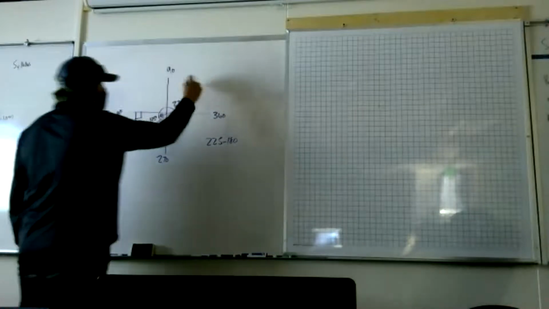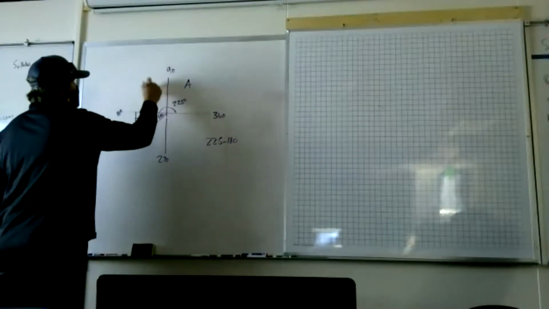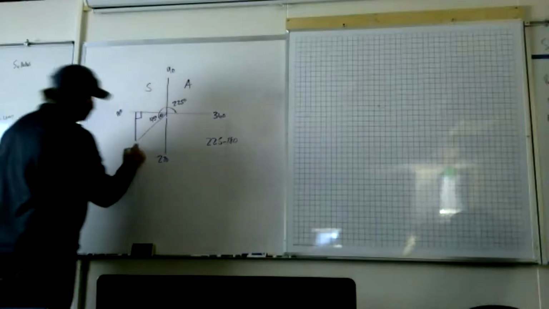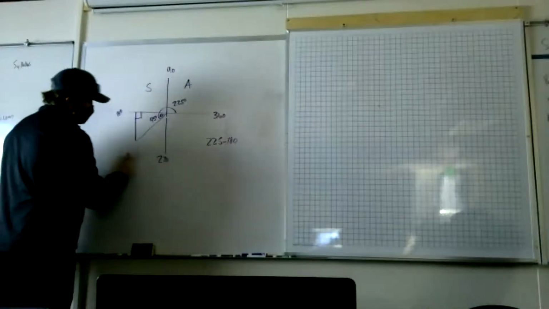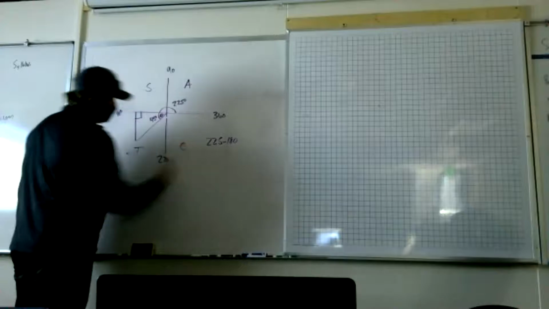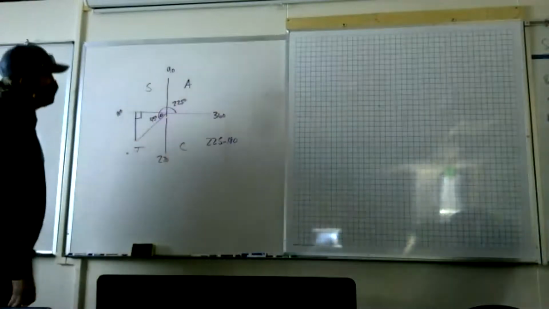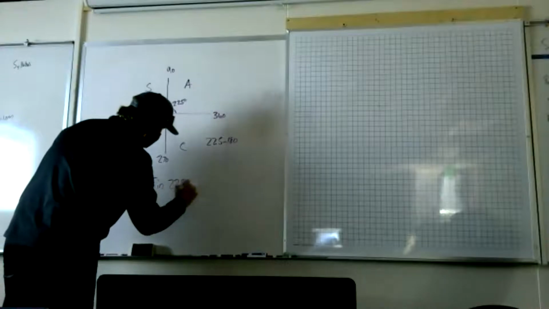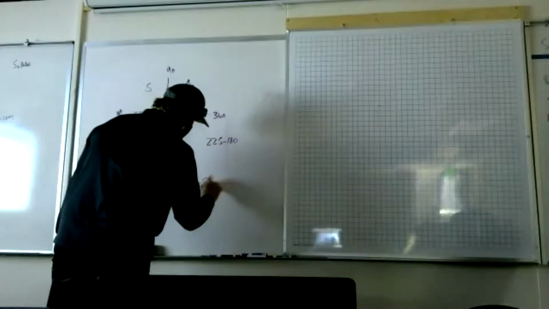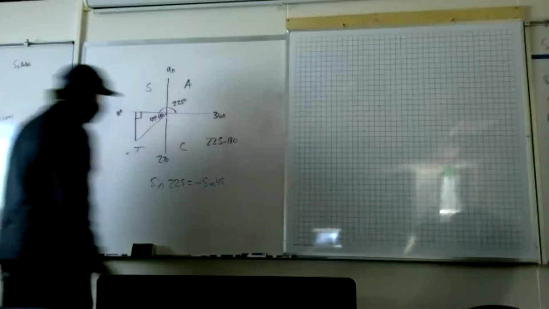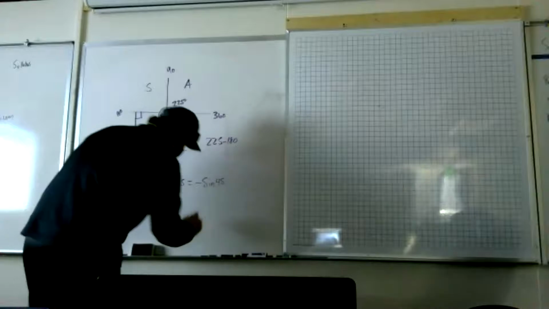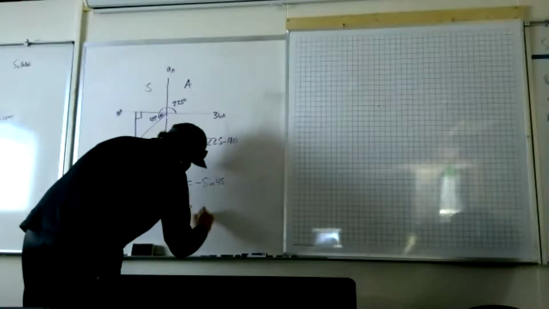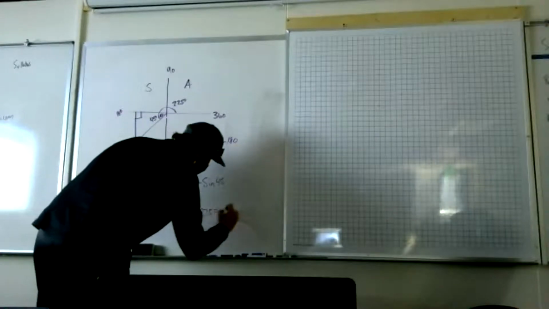Remember, all trig ratios are positive in quadrant 1. Sine and cosecant are positive in quadrant 2. Tangent and cotangent are positive in quadrant 3. And cosine and secant are positive in quadrant 4. So the sine of 225 is equal to the negative sine of 45 degrees, because our reference angle is 45. Sine of 45 is square root of 2 over 2. So the sine of 225 is equal to negative square root of 2 over 2.